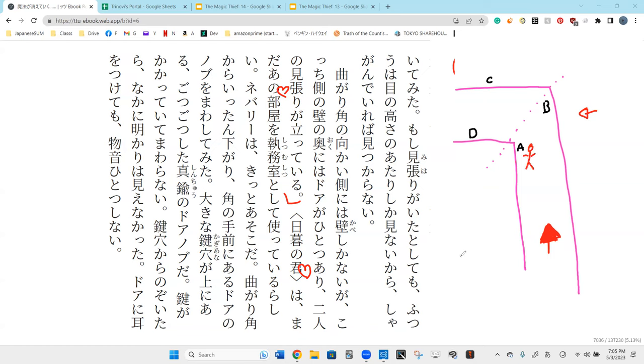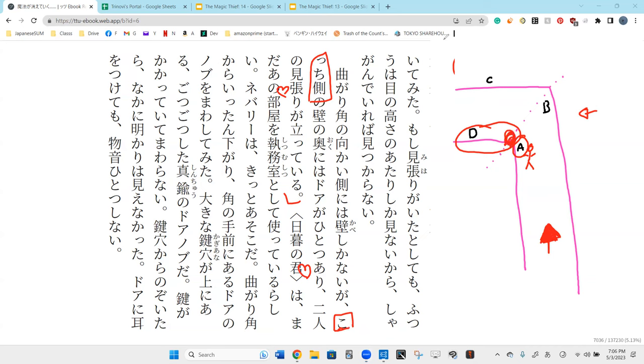So, where do you think the door is? Is the door at C or D, if the main character is crouching at A? The door is on the inner side, oku ni. Kochi tells us it's the one closer to me, on my side. Oku just means in the depths. So if we're going down the hallway, going down the hallway is going toward oku. So it's saying the door is not right here.